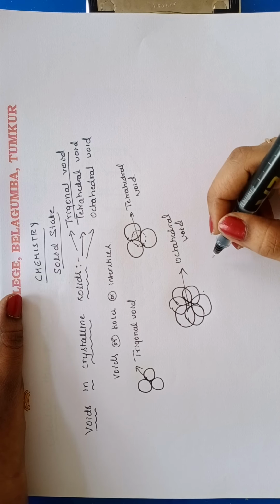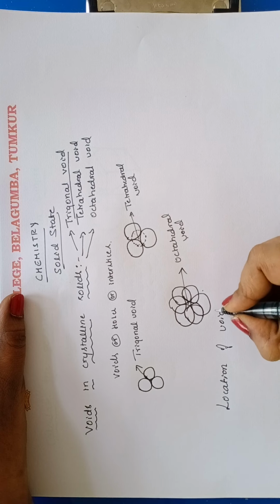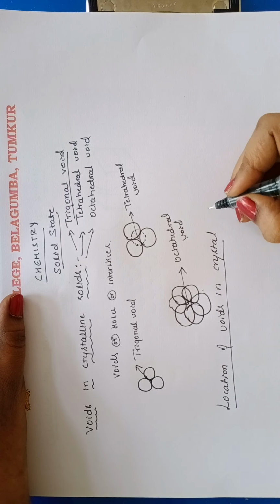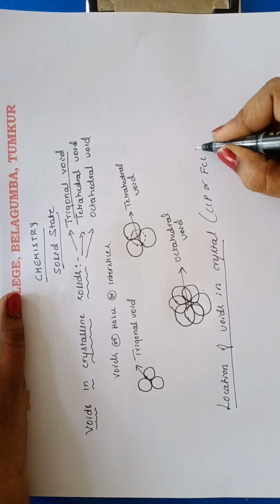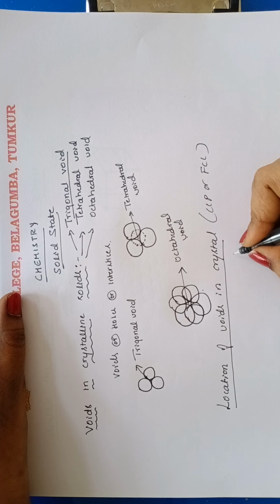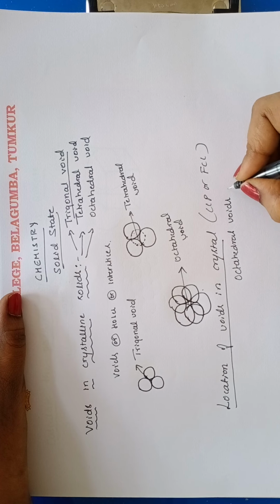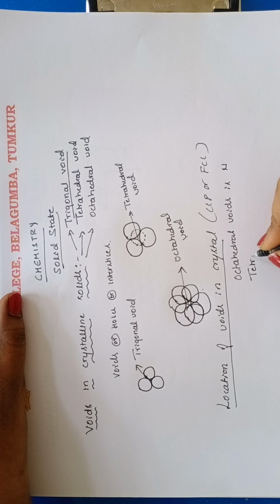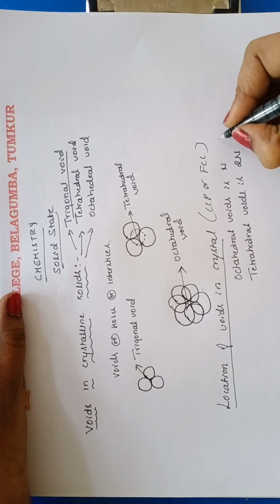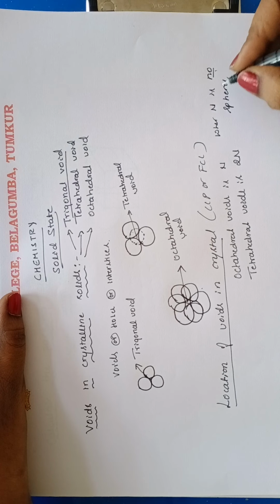Now we are going to discuss the location of voids in crystals. In the close packed structure, that is CCP or FCC, if there are n spheres in the packing, then the number of octahedral voids is n and the number of tetrahedral voids is 2n, where n is the number of spheres.